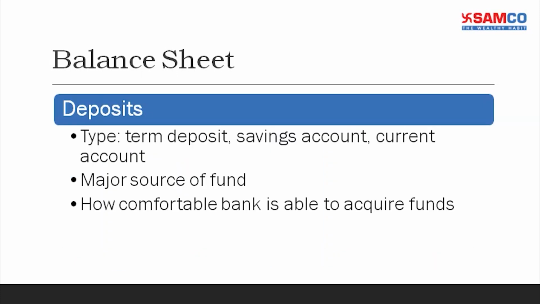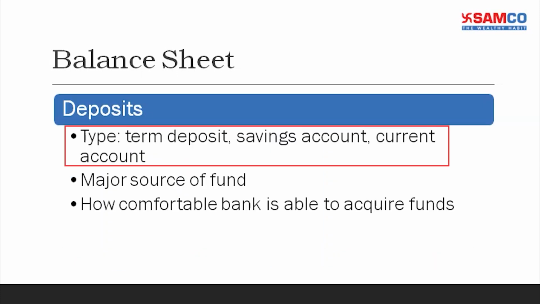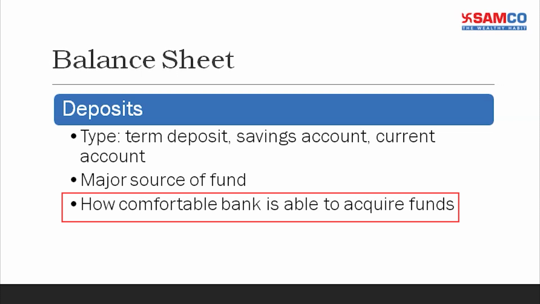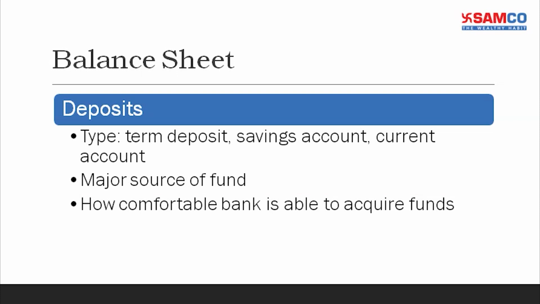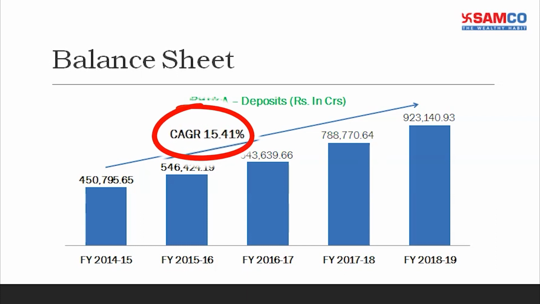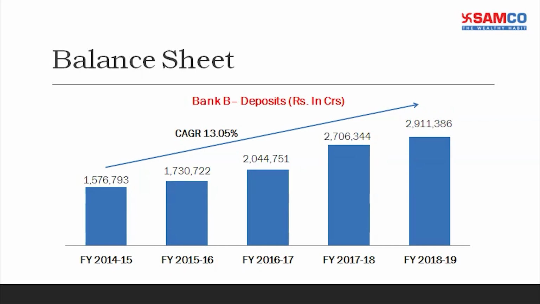Coming on to deposits, banks accept deposits in the form of term deposits as well as savings and current accounts. Banks lend out most of the deposits which they receive, and accordingly, deposits form the major source of funds for a bank. Analyzing deposit numbers would imply how comfortably the bank is able to acquire funds to lend. We see that deposits of Bank A grew at a CAGR of close to 15.5% over the last 5 years, and the deposit base of Bank B grew at a CAGR of 13% over the past 5 years.